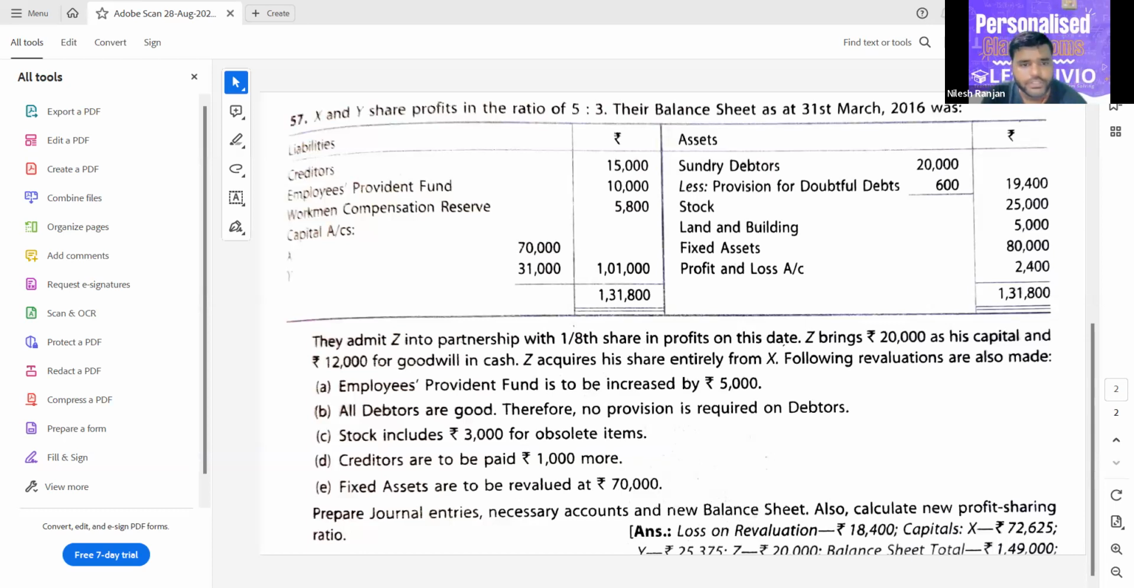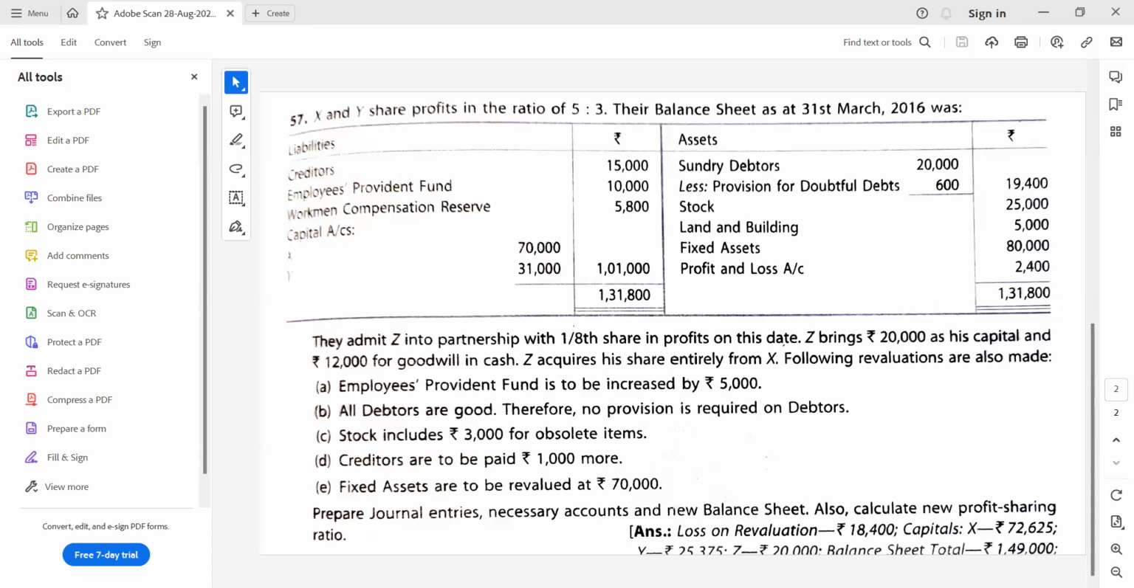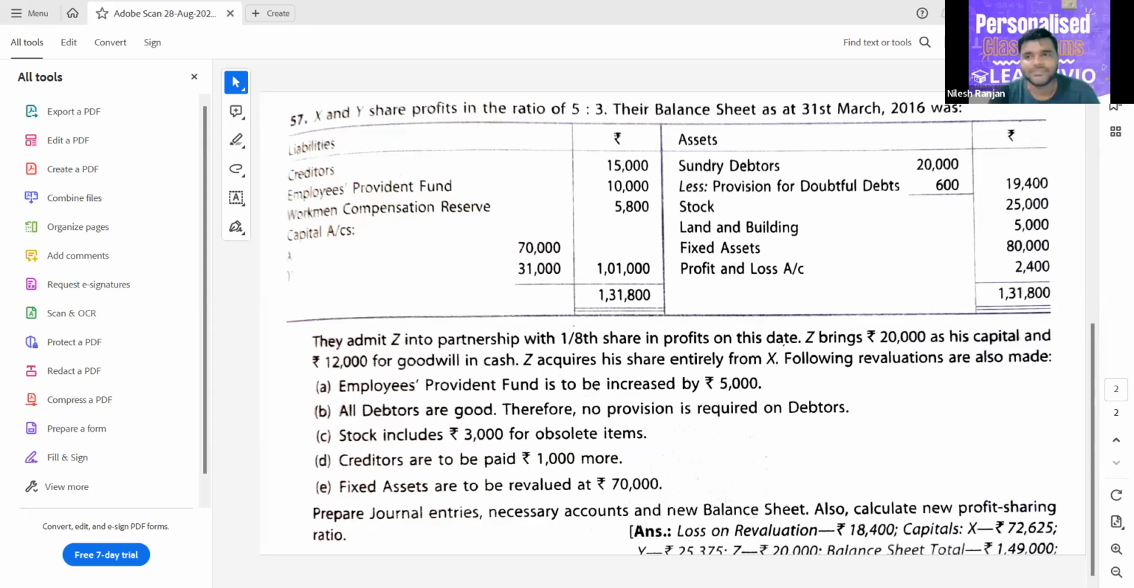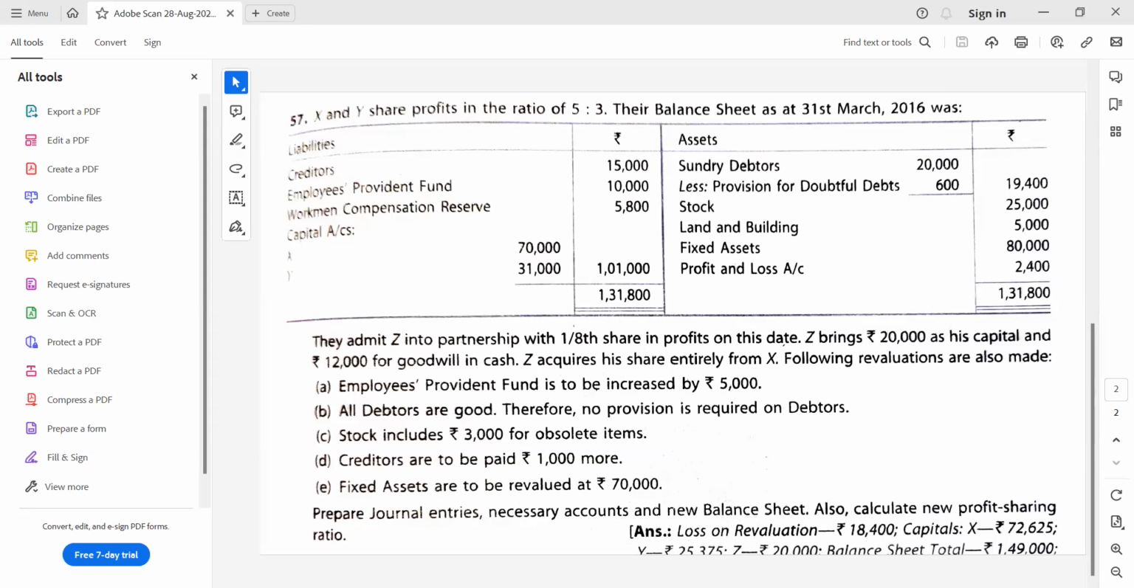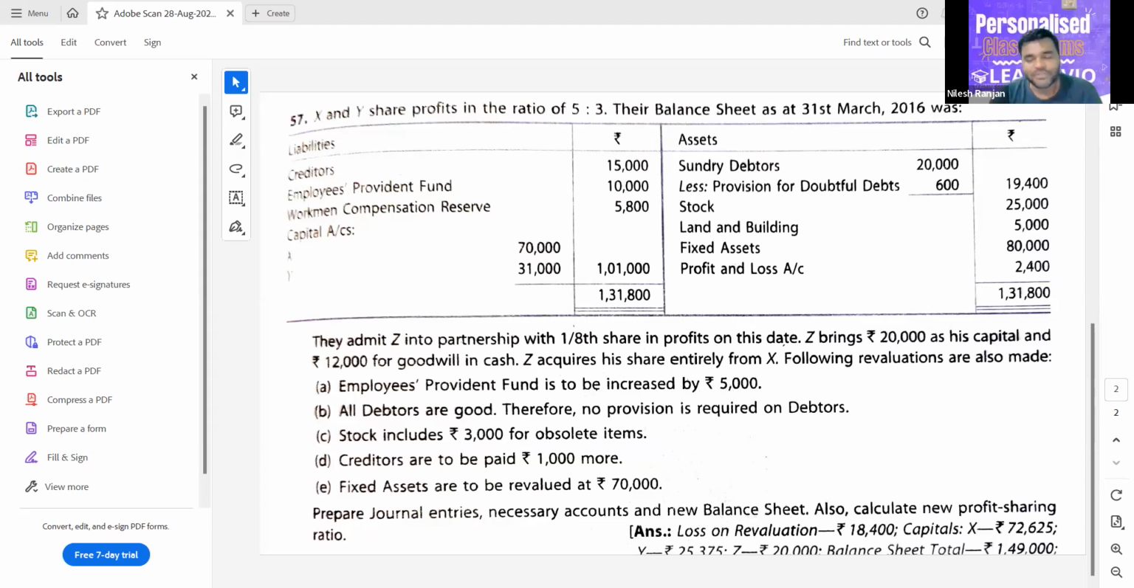Okay. Actually, when I prepared this, I got 18,400. So the first item is employee provident fund, to be increased by 5,000. Employee provident fund is a liability, and if it is increased, it is a loss for us. So 5,000 will be on the debit side. Yes, sir, I wrote it on the debit side.